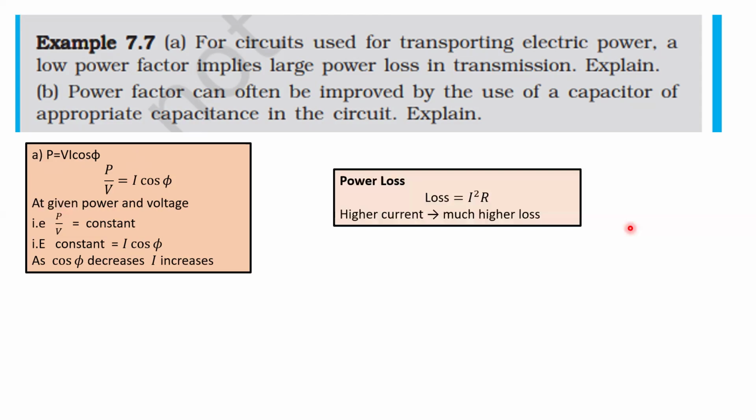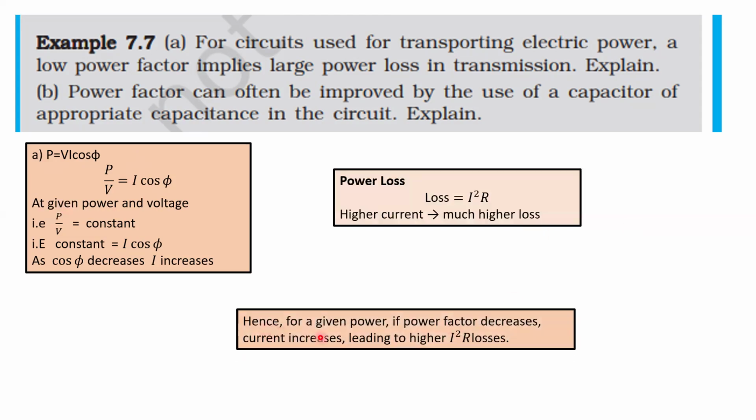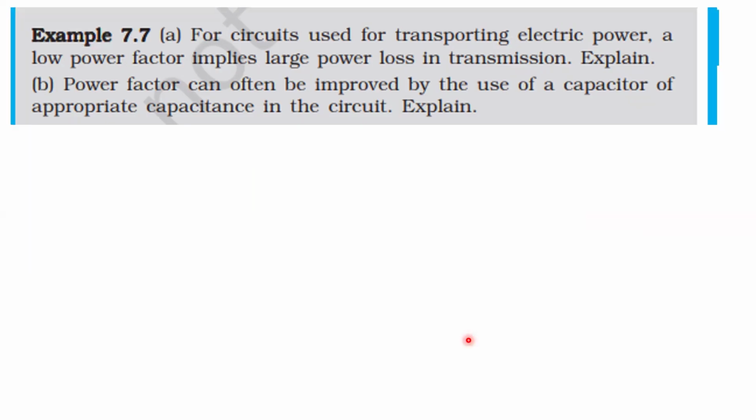We'll go for the second one now. Low power factor means cos phi decreases, current increases, so I square R also increases. Second part of the question: power factor can often be improved by the use of a capacitor.